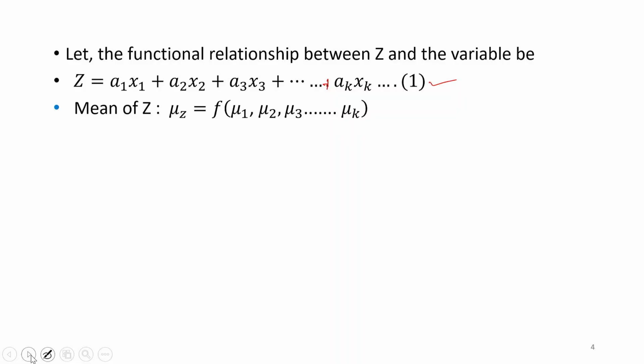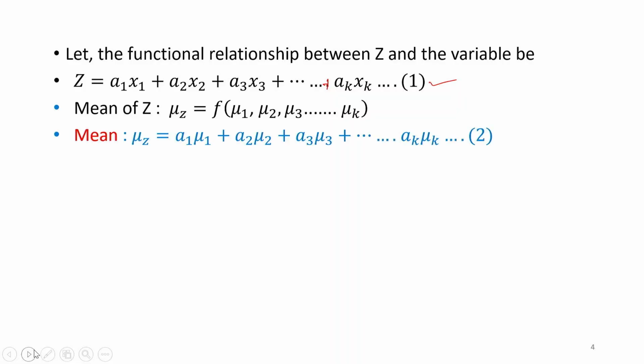So from the previous theory, we can write down what is going to be the mean of z. It will be exactly the same function F, with mu1 replacing x1, mu2 replacing x2, and so on. So if z is related to x1, x2, x3 up to xk by the relationship shown in equation 1, then the mean of z is going to be a1 mu1, a2 mu2, a3 mu3, up to ak mu k. So this is a very, very simple type of equation.